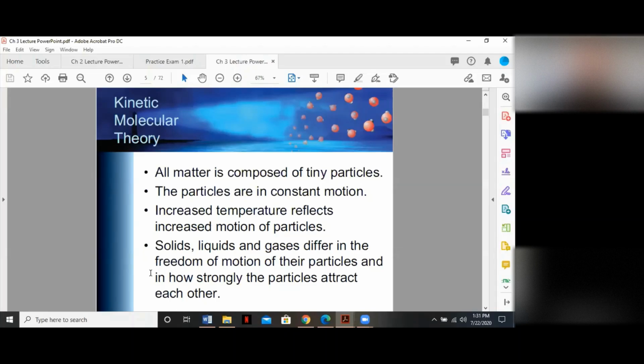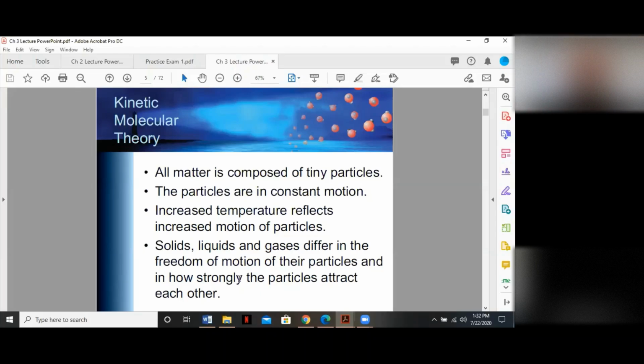However, solids, liquids, and gases, they differ in the freedom of motion of their particles and how they are attracted to each other, due once again to the way the particles are arranged within the solid, liquid, or gas states. And this is what I want to explain next. In brief, what does gaseous matter versus solid versus liquid really look like within that matter?